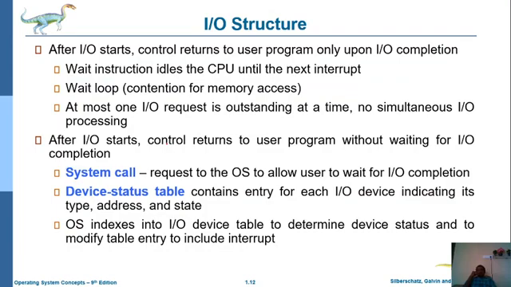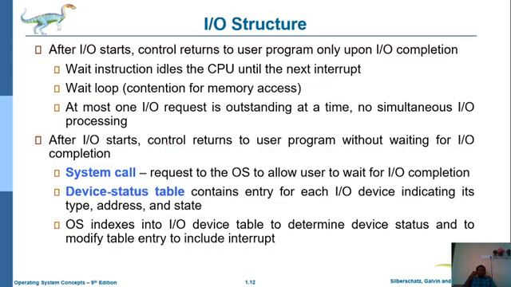Coming to the second category. In the second category, the device control system does not wait for the currently processing IO request. At that situation, it uses a system call. Here the system call is used to request the operating system to allow the user program or user-requested IO. System call means nothing but it is used to request the operating system to process some IO. So for that purpose, we are using this system call.